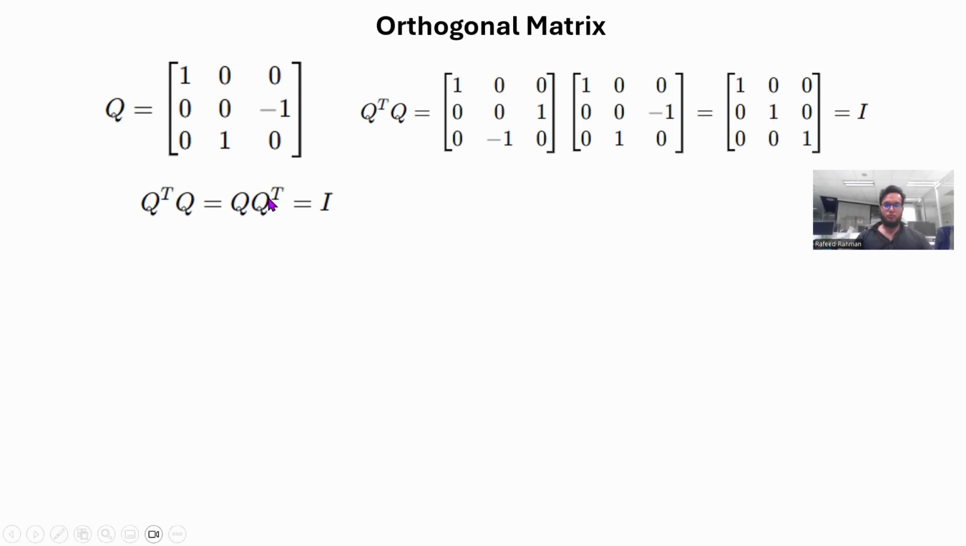So this is true for both Q transpose Q and QQ transpose. And we know that if we multiply a matrix by its inverse, then it also produces the identity matrix. That means Q inverse is actually equivalent to Q transpose for orthogonal matrices.